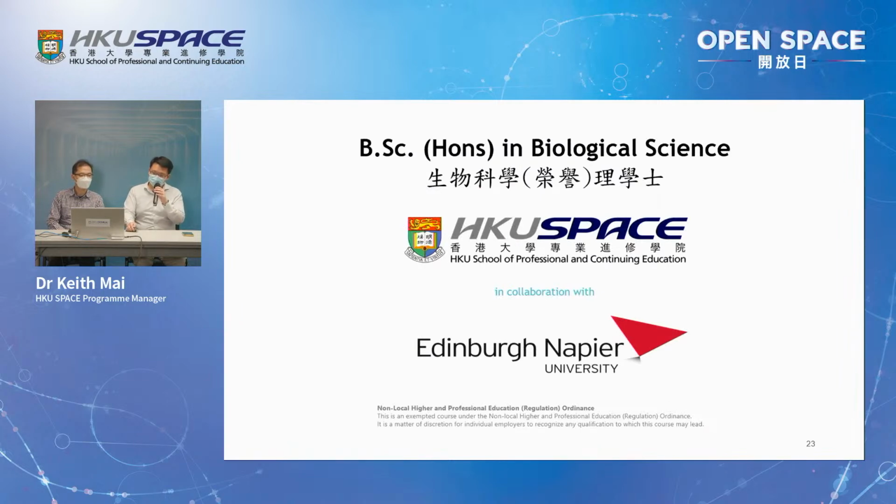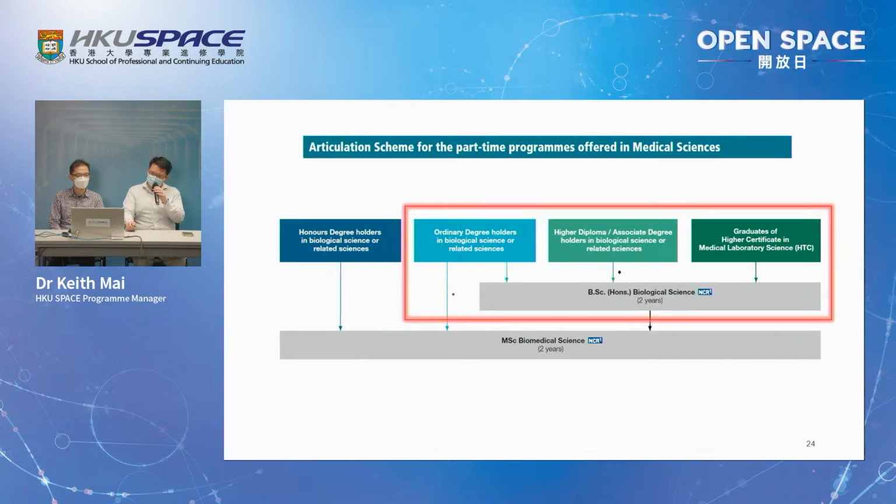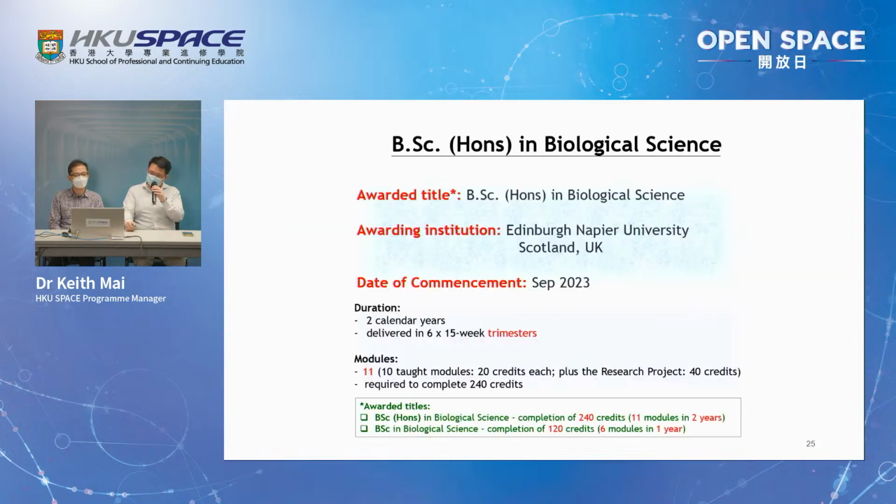Next, we have the degree program, the BSc Hons in Biological Science. This is a program that's done in collaboration with Edinburgh Napier University. It is a part-time program, also 2 years part-time, and it is aimed at students that have a higher diploma or associate degree in biological science who want to top up to a full degree. The next intake will be in September 2023.